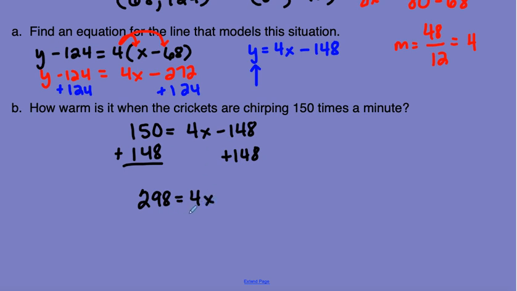I'm going to undo that x. I'm going to divide by 4 since 4 is being multiplied to it. So 298 divided by 4 gives me 74.5. So it's about 74.5 degrees when they chirp 150 times a minute. All right, now if you need to rewatch that, please, please, please do.